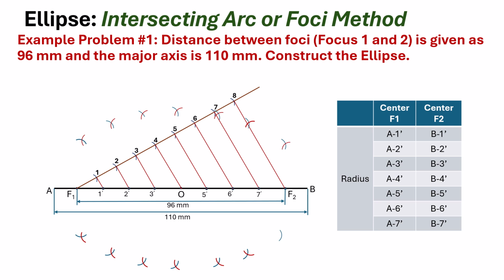And once you have these points, then you can join these points to draw the ellipse. And this is the method of drawing an ellipse by intersecting arc or foci method. So here is the required ellipse.